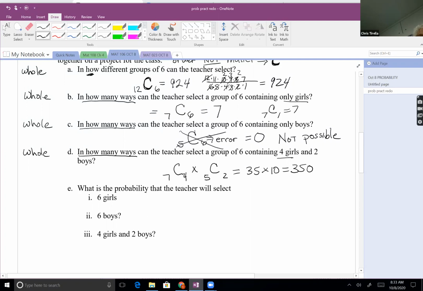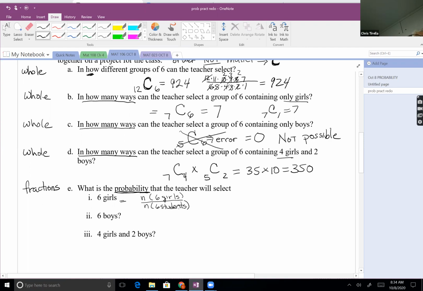Next part, it's all probability. So these should all be fractions. What's the probability that I get 6 girls? Well, if I think about that probability fraction, it's the number of ways I can get 6 girls over the number of ways I can get 6 students.